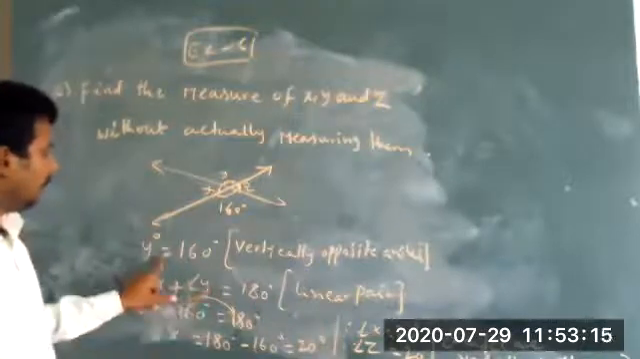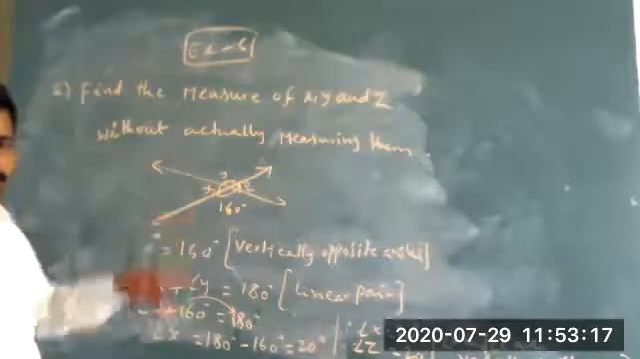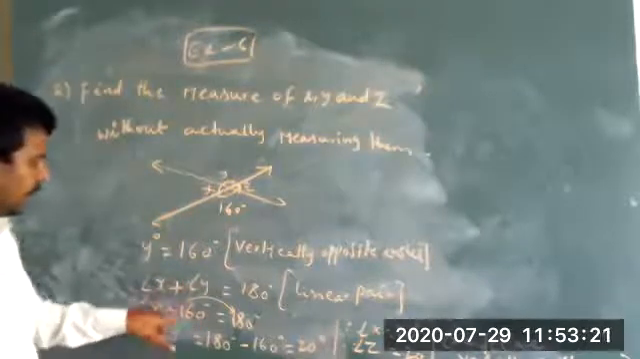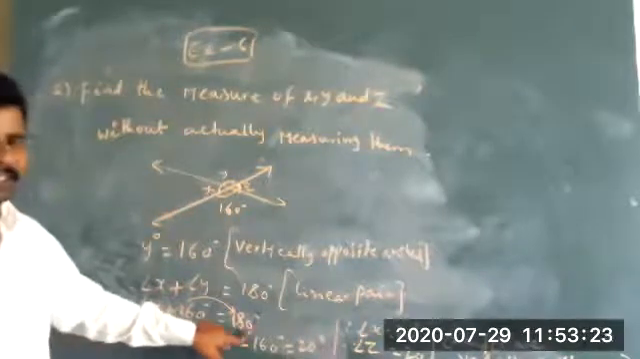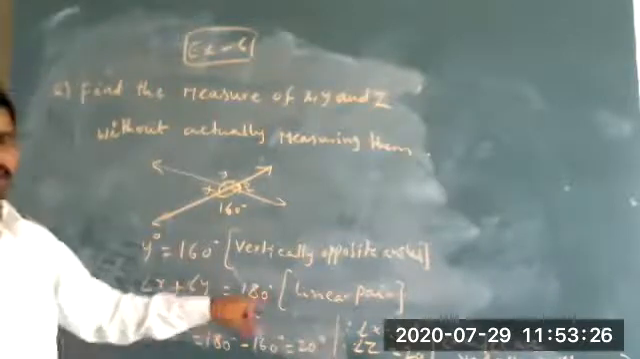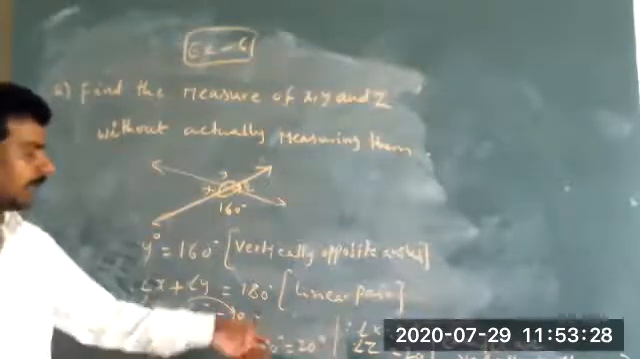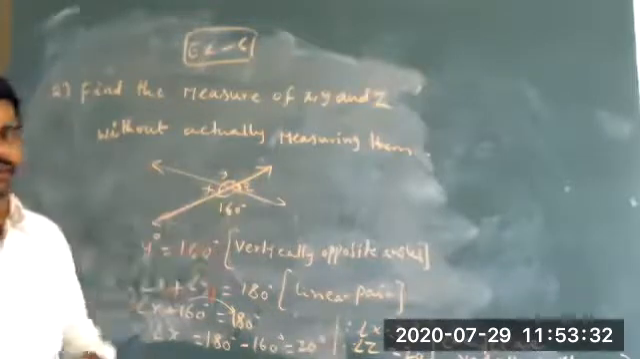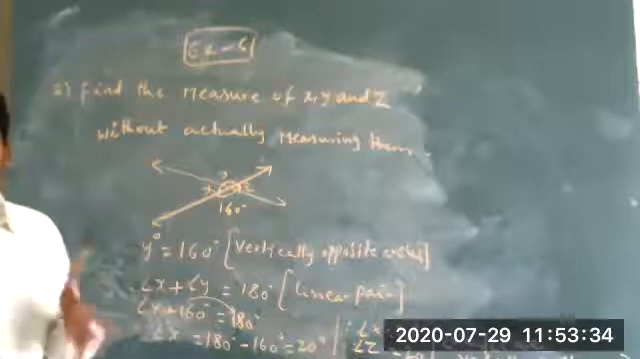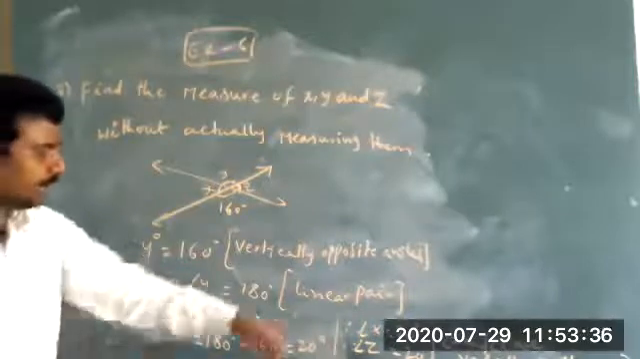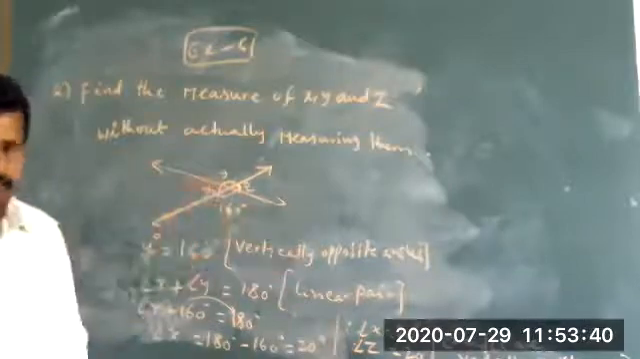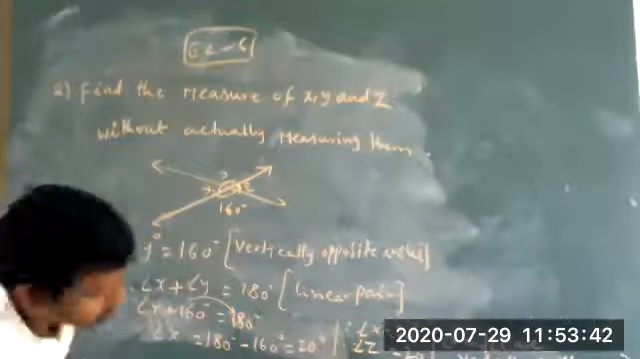What about the angle y value? 160 degrees. Substitute 160 degrees for the y value. So angle x plus 160 degrees equal to 180 degrees. This 160 sent to the RHS, we get angle x equal to 20 degrees. Now angle x and angle z both are vertical opposite angles. Vertical opposite angles are equal. That's why angle z value is also 20 degrees. So that is the answer. Clear, children?